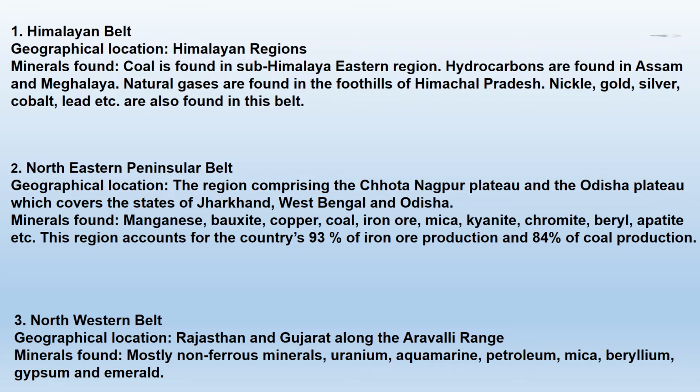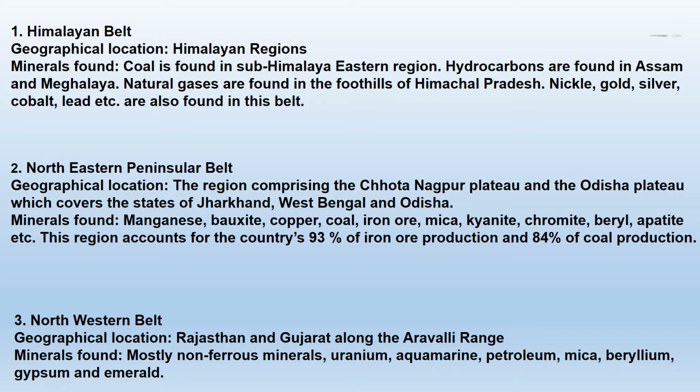The next comes Himalayan belt. Geographical location, Himalayan regions. Minerals found are coal, found in the sub-Himalaya eastern region. Hydrocarbons are found in Assam and Meghalaya. Natural gases are found in the foothills of Himachal Pradesh. Nickel, gold, silver, cobalt, lead, etc. are also found in this belt.